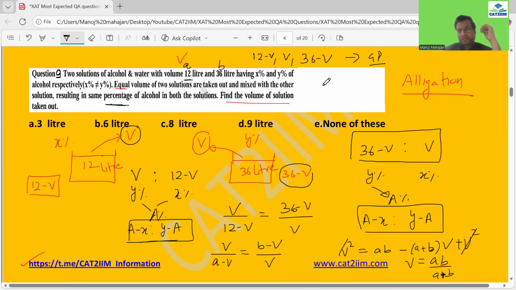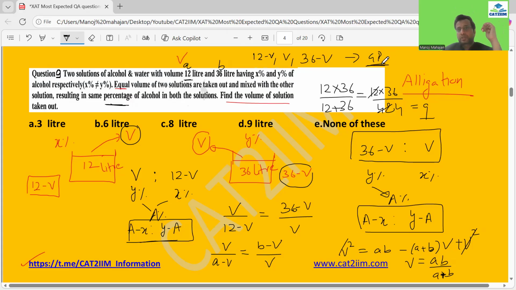So what you could have done is straight away next time in such a question, 12 into 36 upon 12 plus 36. So that is the answer if I look forward to calculate. So this is what 48. So what do I get is 36 by 4, that is 9.